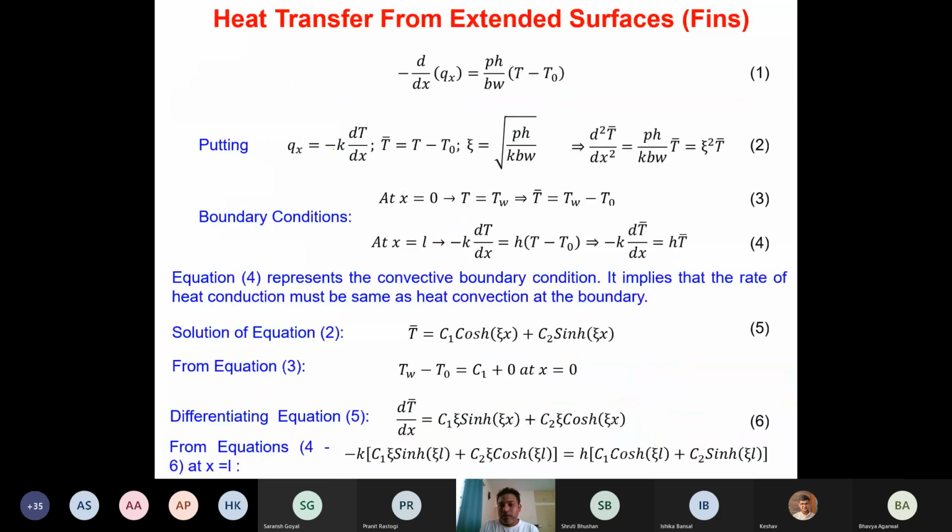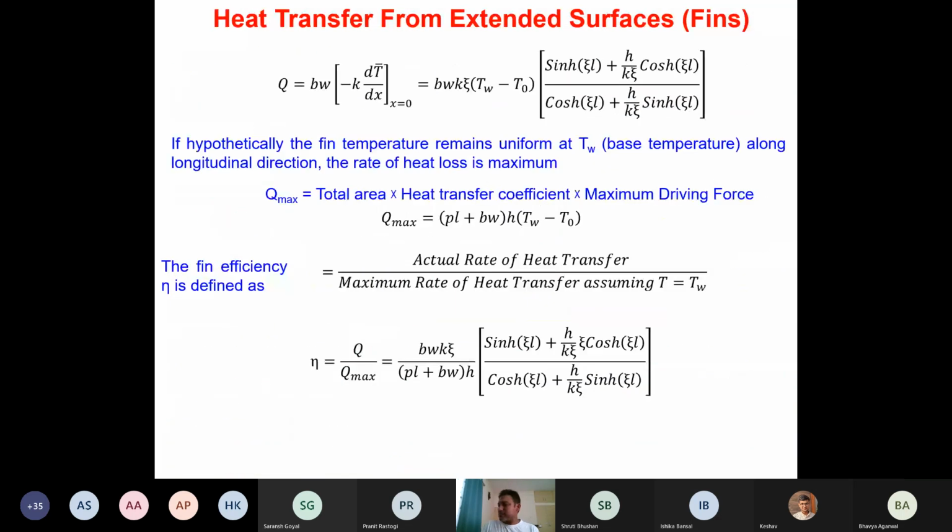Okay. Qmax, we were discussing Qmax. Qmax is a hypothetical concept which gives me the maximum rate of heat transfer. Maximum rate of heat transfer is possible if I am having a maximum driving force at any location. So that is nothing but TW minus T naught.